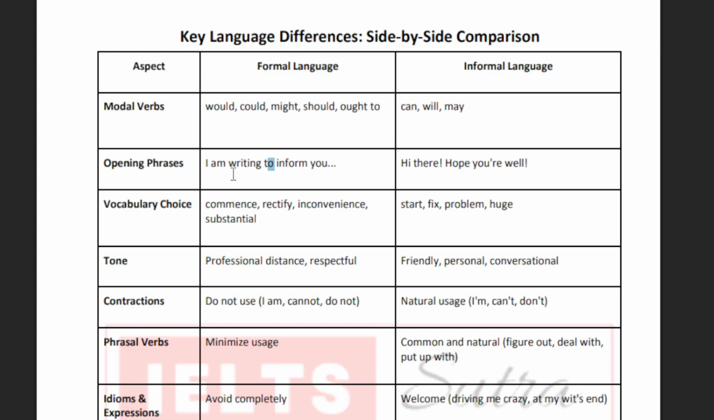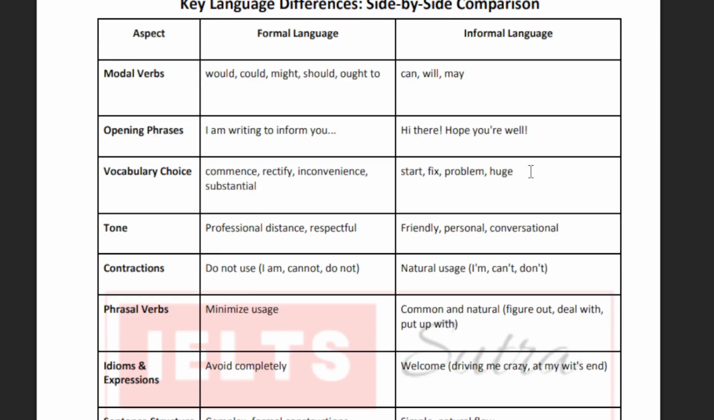The opening phrases are more polite and more respectful in case of formal language. For example, I am writing to inform you. Whereas in case of informal language, you are trying to be more casual, like hi there, or hope you are well. In case of vocabulary choice, you choose more and more formal wording, single word vocabulary like comments, rectified, inconvenience, substantial. Whereas in case of informal language, you use more of the informal words like start, fix, problem, huge. Tone should be professional, distant and respectful. You should maintain the professional distance in case of formal letters. Don't try to be more friendly. Whereas in case of informal letters, you have to be more friendly, personal, and conversational.